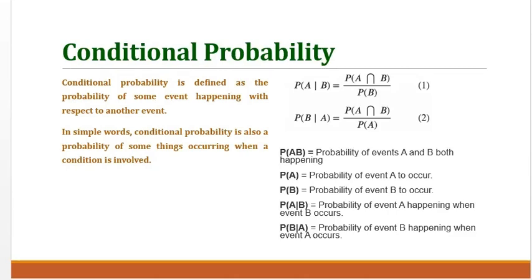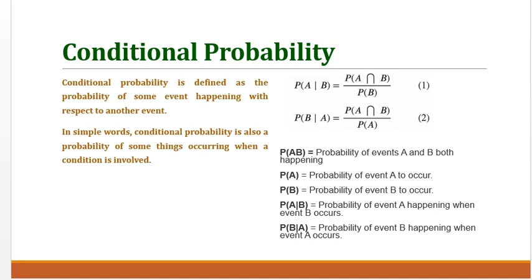Probability defines the likelihood of some event happening with respect to another event. That is, it is the likelihood of an event occurring given that another event has already occurred. For example, what is the probability of playing tennis given that it is sunny? Or say a doctor wants to know the probability that a patient has a disease given that the patient has tested positive for that disease.